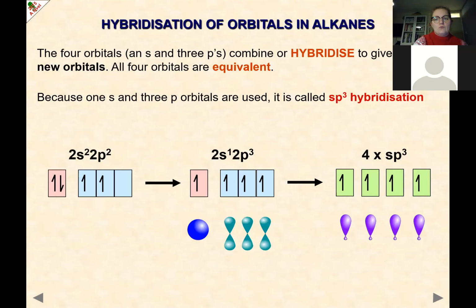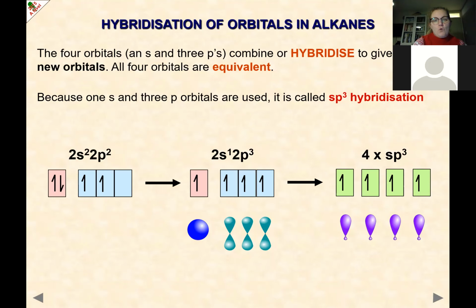So why is this important? The 4 orbitals, an s and 3 p's, combine or hybridize, and they give 4 new orbitals. Basically, why this is really good is that all our orbitals become equivalent to each other. Because 1 s and 3 p orbitals are used, it's called sp3 hybridization. So this is what occurs. We go from 2s2 2p2 to this, and we get 2s1 and a 2p3.